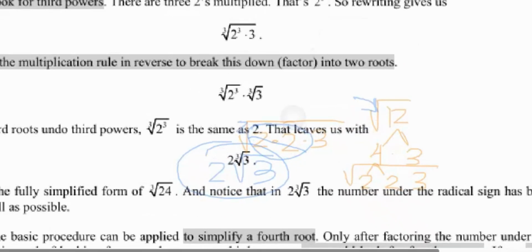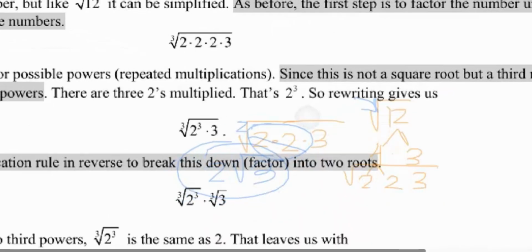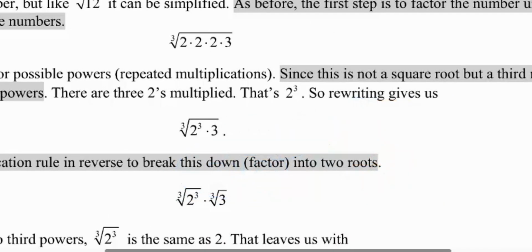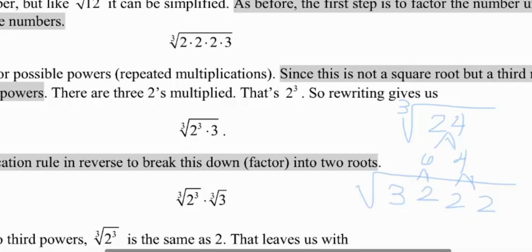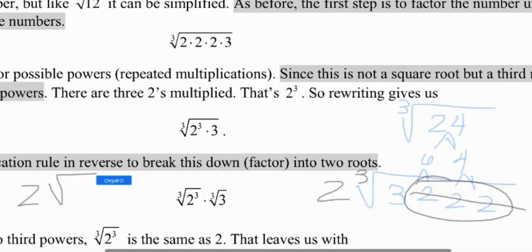All right, so if it's a third power, if we're trying to find the third root, let's do it again. I'm sorry, they're doing it for 24. Third root of 24. Well, let's do 6 times 4, 3 times 2, and then 2 times 2. So what do we have 3 of? We can take out a 2. So it ends up being 2 third root of 3.